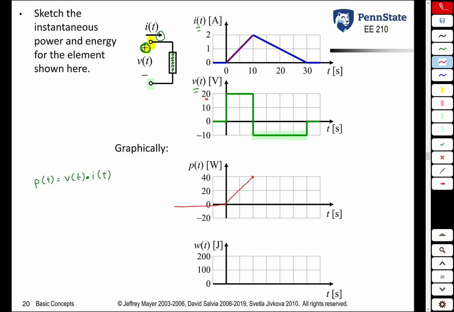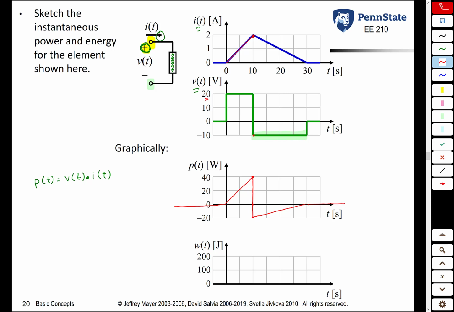What happens at 10 seconds? The current is still 2 amps, but now the voltage all of a sudden jumps to negative 10 volts. 2 times minus 10 is negative 20. So the power is immediately going to jump down from plus 40 watts to minus 20 watts. And then between 10 and 30 seconds, the voltage once again is constant, now negative 10 volts, and the current starts decreasing linearly. And by the time you get to 30 seconds, it should be 0 again. So this is the power.